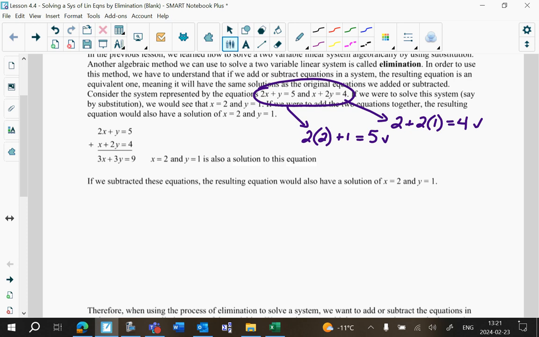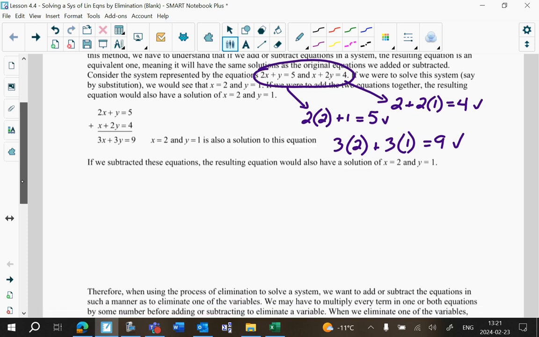Well, it just so happens that the solution to these equations is also going to be the solution to this one. Why? Because 3 times 2 plus 3 times 1 does equal 9. 6 plus 3 is 9. So that property, if we take a system of equations and add them together, we're going to get a new equation that still has the same solution. That's actually important for the method we're going to learn.